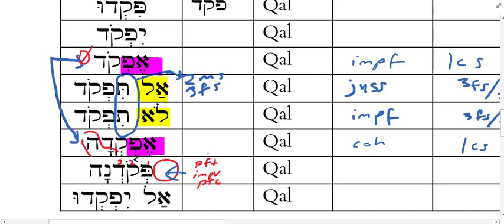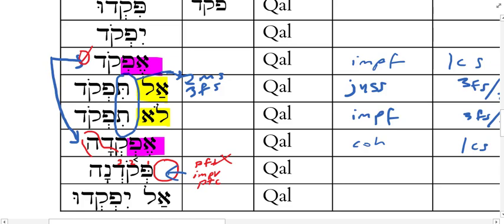So here's the question. If this is the perfect, what vowel pointing should I be looking for under root 1? Kametz, an A-class vowel, right? Pakad, pakada, pakata, pakat. But here I've got a vocal shva, okay? Now, the Qal perfect does get a vocal shva with the heavy endings, tem and ten, but I don't have tem and ten here. So this is not the perfect, okay?